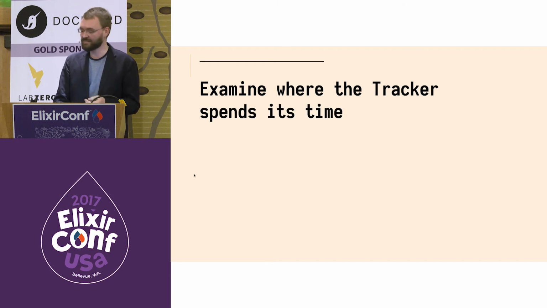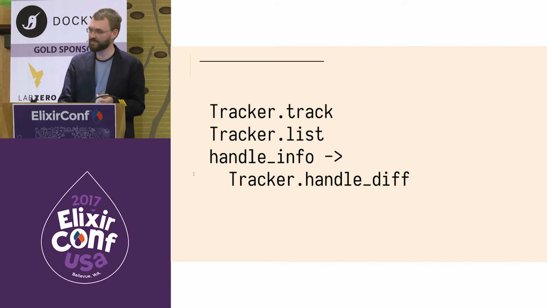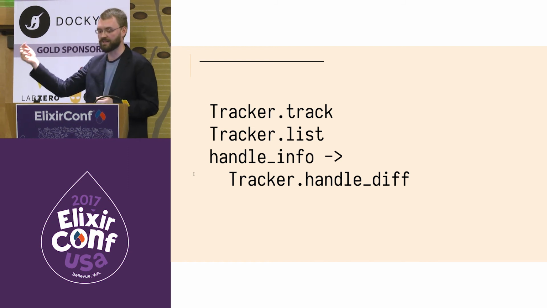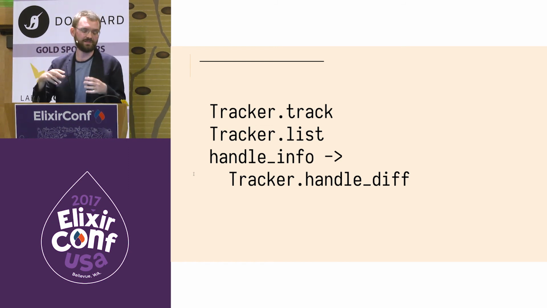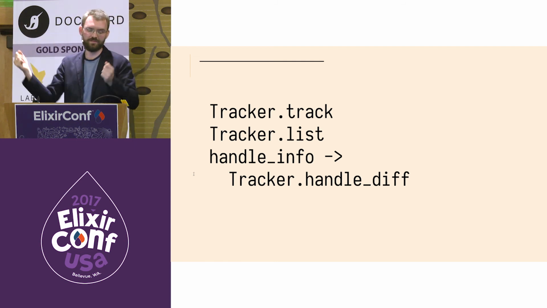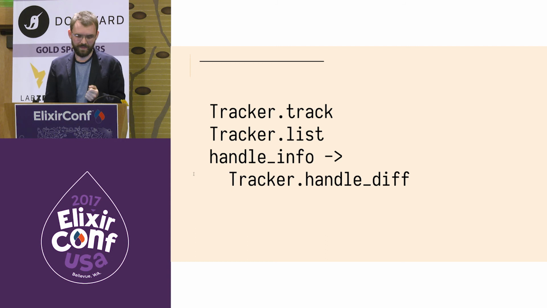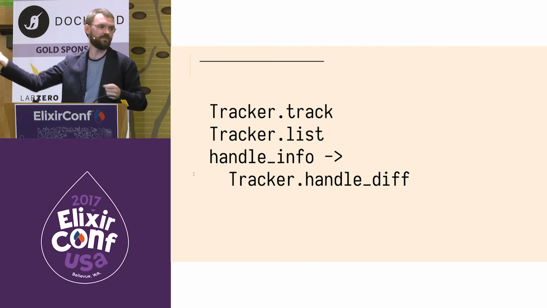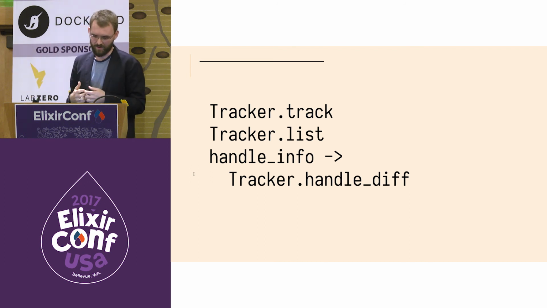So we just sat down and thought about where the tracker spends its time. So these are the three crucial functions in the tracker. One is track. The first two are called when a client logs in, because it tells the tracker to track its present state, and then it says, oh, for everyone I'm interested in, list me whether they are present in the app or not. And then there's handle info, which is every 1.5 seconds or however often you configure it, gets the information from all the other nodes about what's happening with presence.